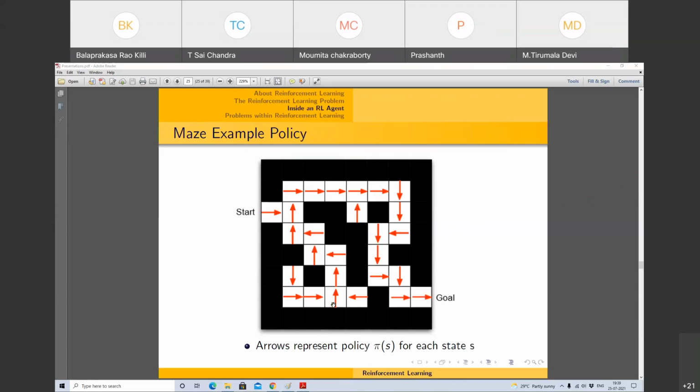Okay. Now, for this problem, what kind of rewards do you suggest? Plus 10 did not work. Do you think plus 1 will work?